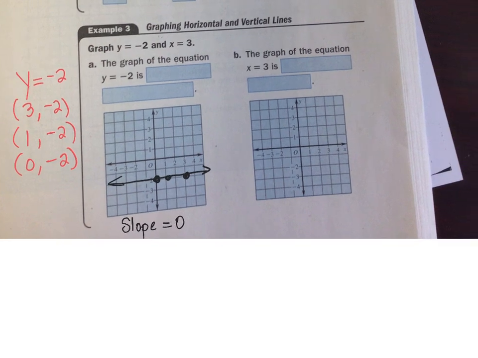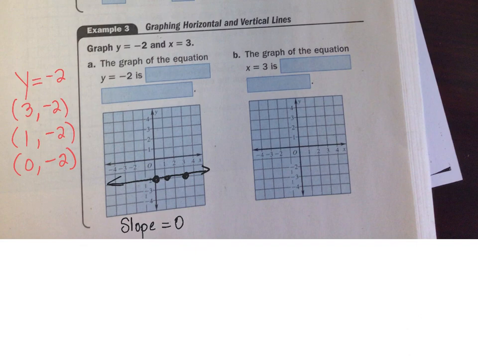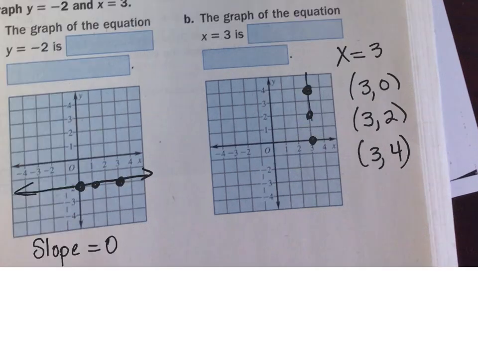Okay, the next one is x equals 3. Notice that there is no y here, right? I don't care what you use for y. Every x has to be what number? So I'm going to pick 3, 0. 3, give me another y. 2, give me 3 and give me another. 4. Plot those points. What line is that? What's the slope of a vertical line? Undefined.